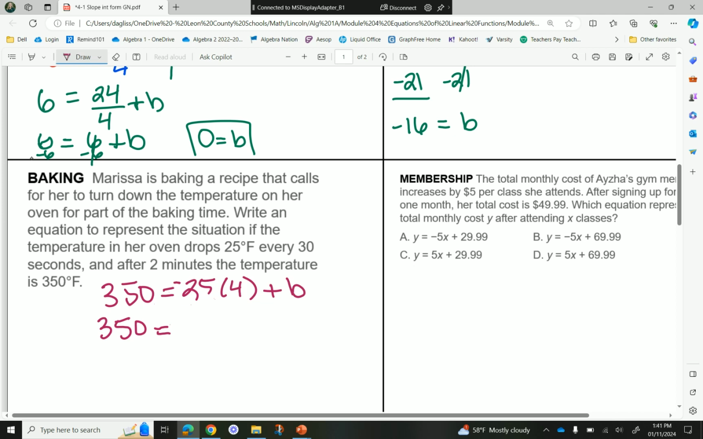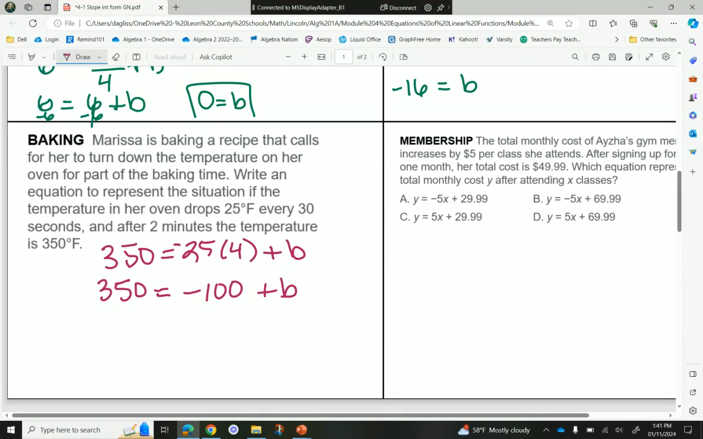Negative 21. Where do you get 21 from? It is negative 21, yes. Negative 25 times 4 would give you negative 400. I'm sorry, it's negative 100. And then if I add the 100 over, there's your 450. So you weren't wrong, I just wanted to know where you got it from. So that proves that the oven did start at 450 degrees.